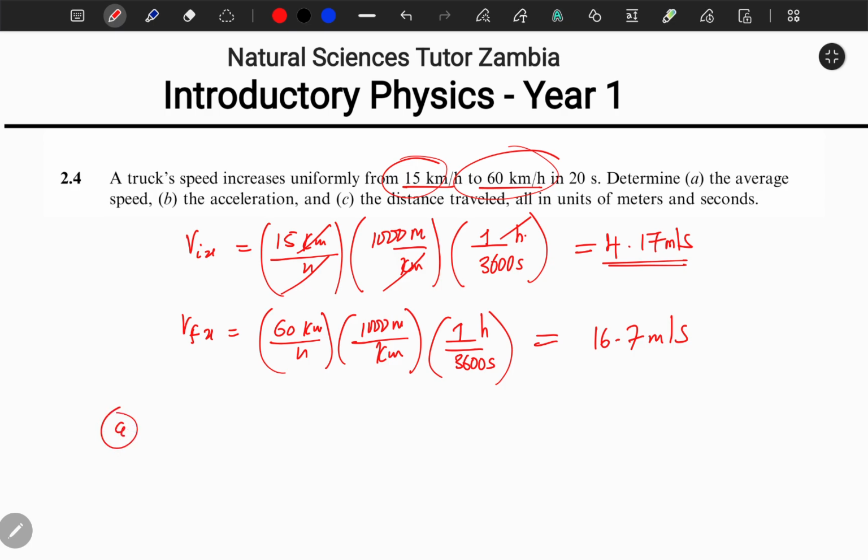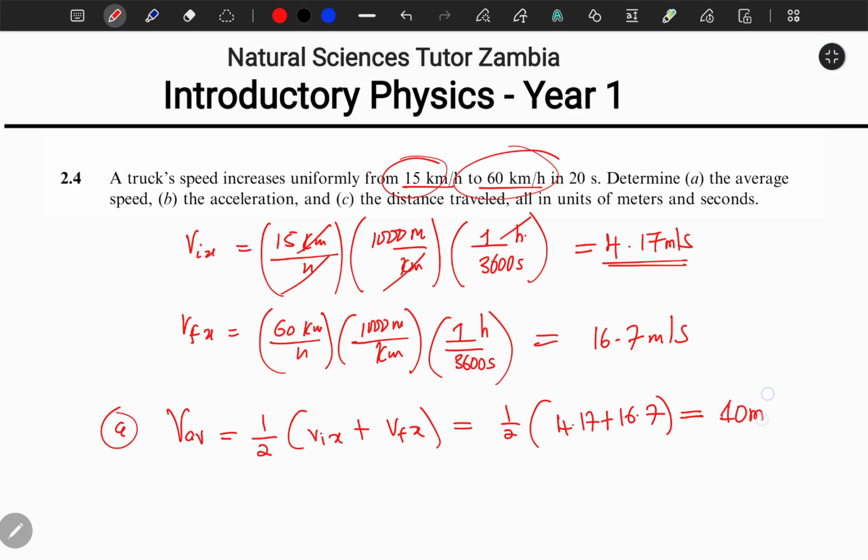So A is talking about the average speed. So average speed is, you always use this formula: initial plus final, so half. So we have 4.17 plus 16.7. You divide that by 2. So confirm within that you are getting 10 meters per second.